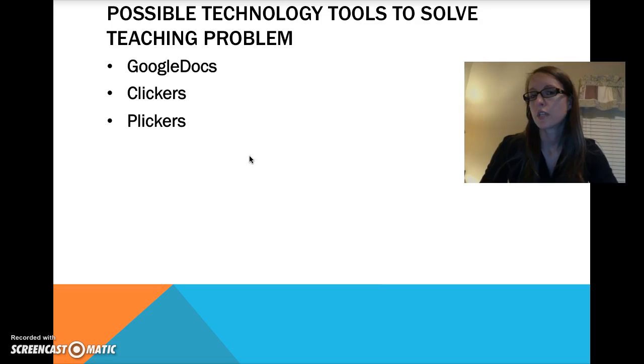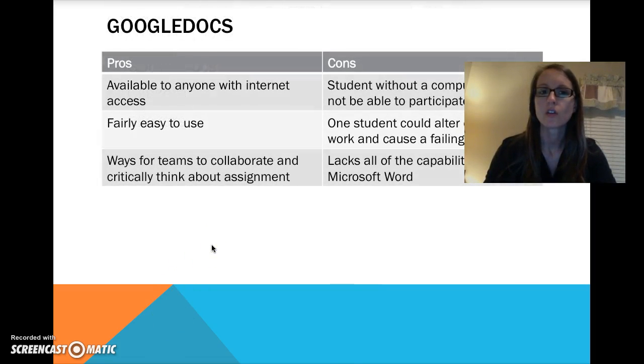These are the three tools that were possible technology tools to solve the teaching problem. First is Google Docs, second's Clickers and Plickers. Google Docs. Right here is the pros. Anyone can have access to it, anyone with internet. Fairly easy to use, and teams can collaborate and critically think about the assignment, and they can work together and make changes to the document.